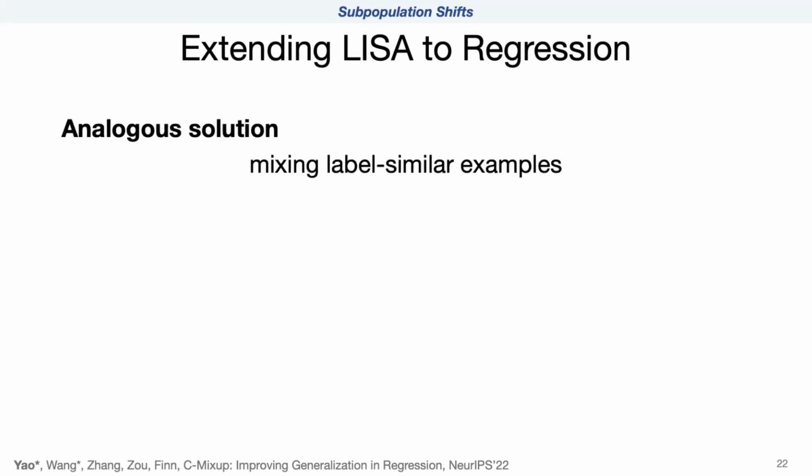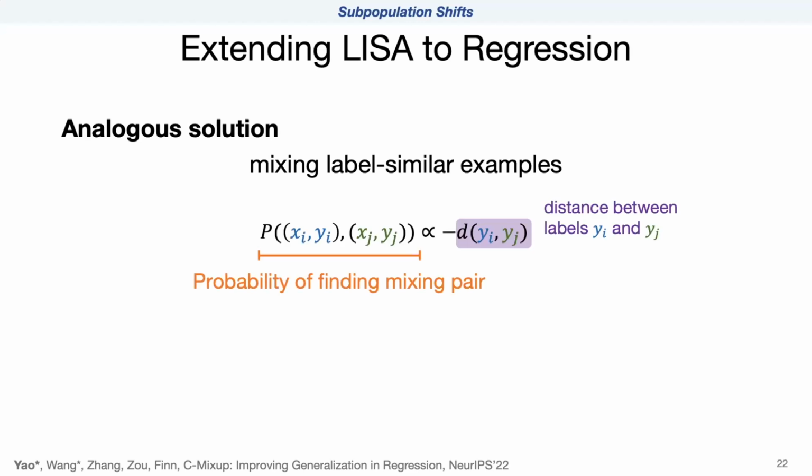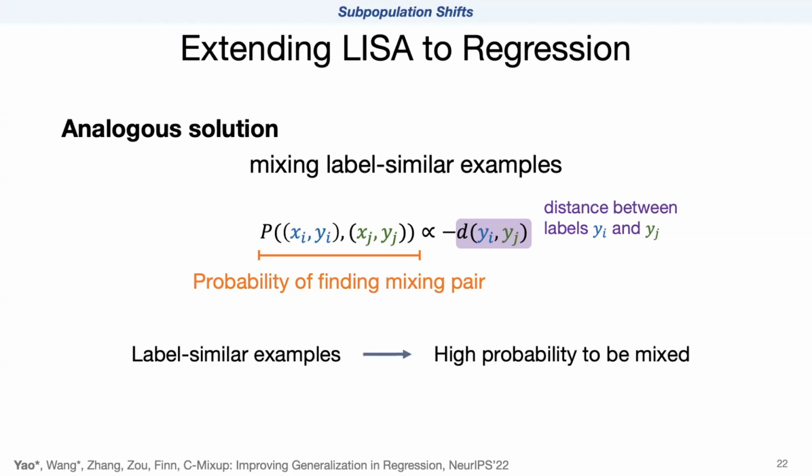So basically, our solution is that we need to mix in label-similar examples only. In classification, you can treat label-similar as having the same label, or not having different labels. In regression, we mix in label-similar examples. We achieve this, instead of randomly picking two examples to be mixed, by changing the probability of finding mixing pairs to be inversely proportional to the distance between two labels. So intuitively, label-similar examples have a higher probability to be mixed.